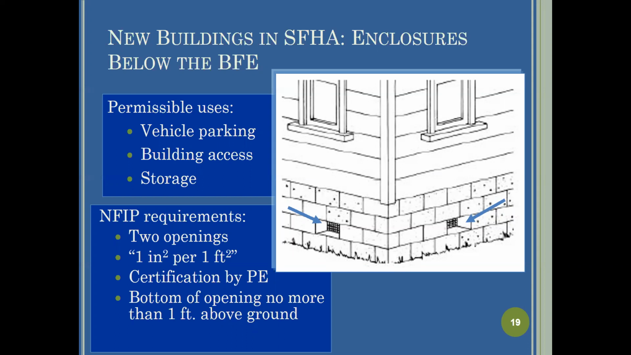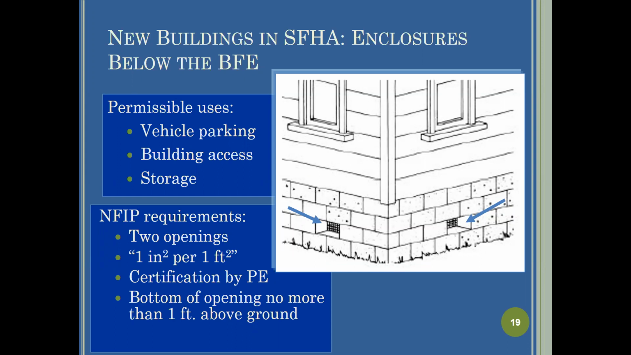You can't put utilities in your crawl spaces. So furnaces, water heaters, air conditioning compressors, your electrical panel for your building, none of that can be below the base flood elevation. So if your crawl space is below the base flood elevation, you can't have an underfloor furnace, for example, in that area. A lot of manufactured homes are retrofitted with things of that nature. Can't be below the base flood elevation.